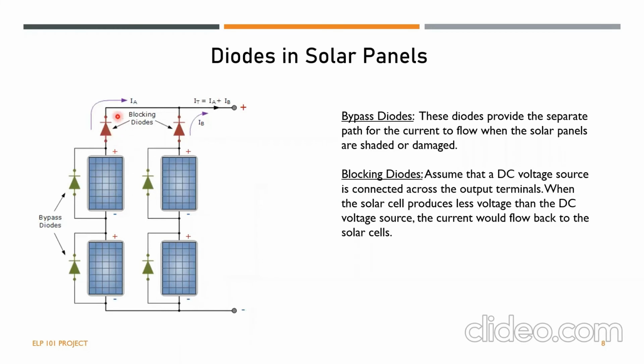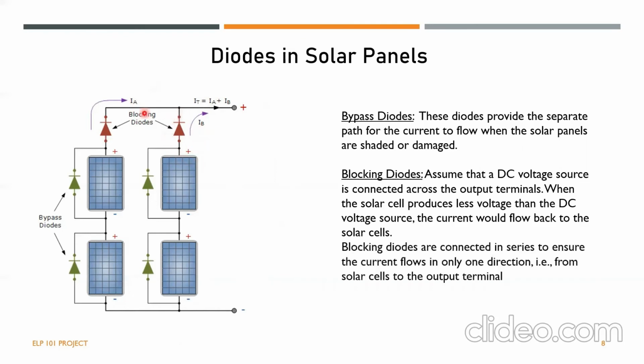Coming to the blocking diodes, let us assume that there is a DC voltage source that is connected across the output terminals here. When the solar cell setup is producing less voltage than the DC voltage source, naturally the DC voltage source produces some current in the backward direction. Thus, to prevent this, blocking diodes are implemented so that whenever there is a back current passing through the circuit, the diodes would be reverse biased and become open circuited, thus preventing any kind of reverse current from passing through this circuit.